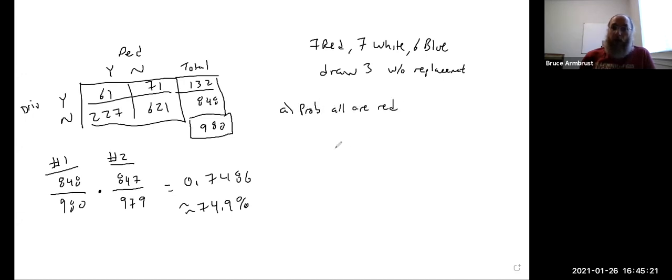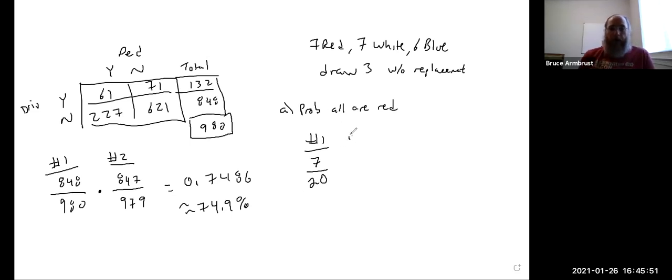So let's break it down like we did the first time. Number one marble. What's the probability that when we reach in, we get a red marble? Well, we need to know how many red marbles there are. There's 7 of them. And we need to know how many total marbles there are. Well, 7, 7, and 6 is 20. So there's a 7 out of 20 chance we reach in and get a red marble.